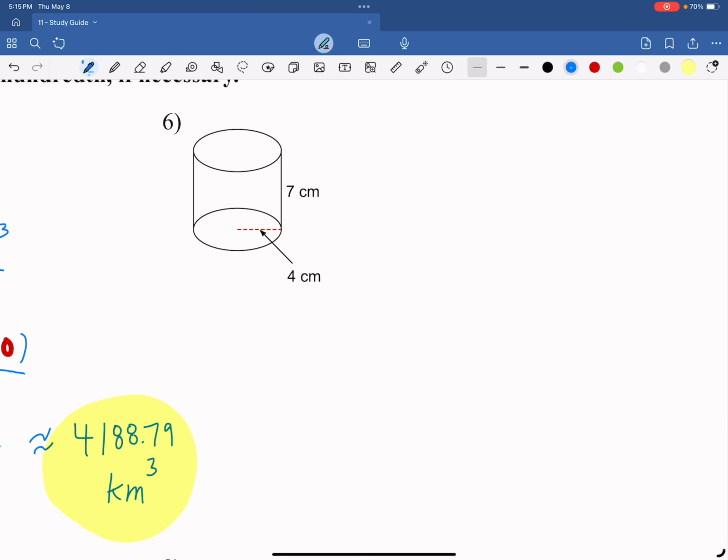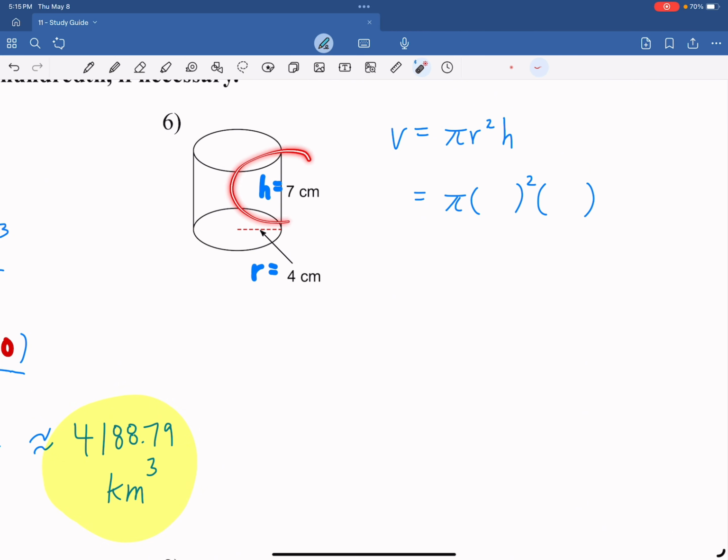We look at number 6. Let's identify the height and then the radius. Okay, good. Volume is equal to pi r squared h, which is pi whatever squared. If we plug these in, be very careful. I got these colors wrong again, but this one should go here. That's height. This one should go in here. That's radius. And so 7, 4, well, that's going to give us pi times 16 times 7.